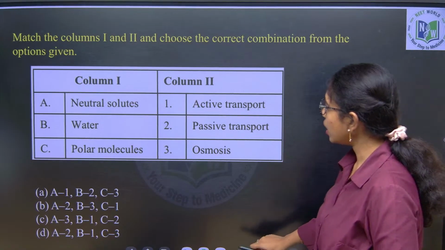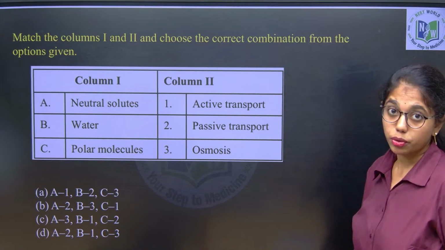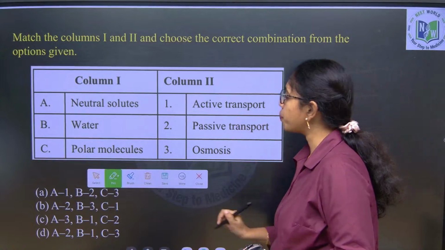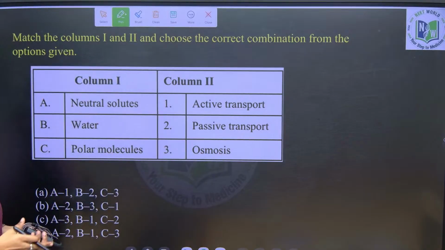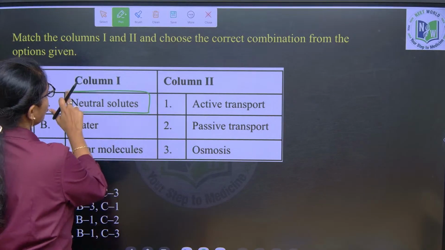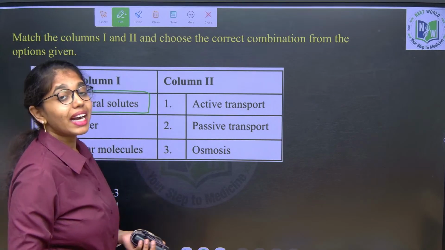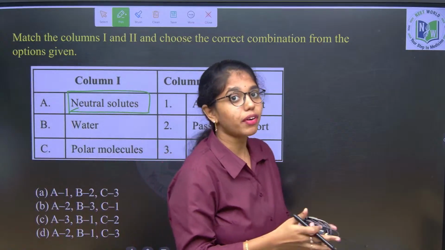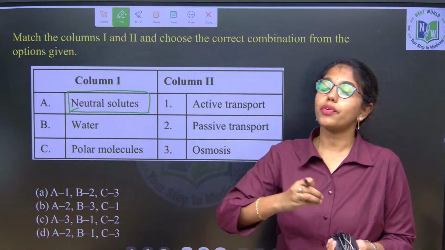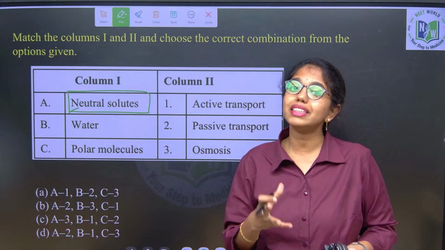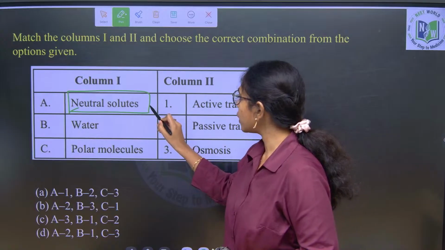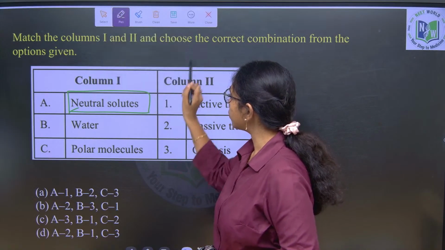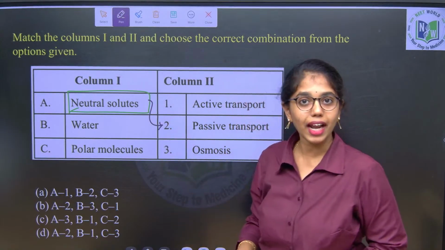We have to choose the correct combination with respect to transport. This is from transport in plants. So here if you see neutral solutes, they don't need any energy for their transport. They just transfer across the cells through simple diffusion. When it is through simple diffusion, what is the option we are choosing? Neutral solutes through passive transport.